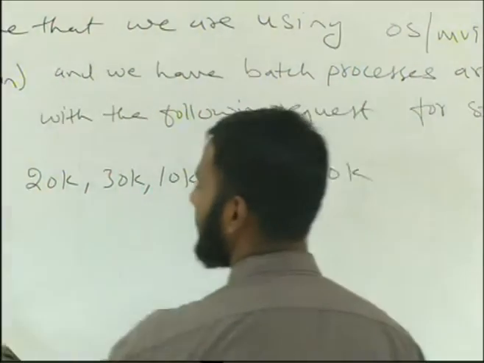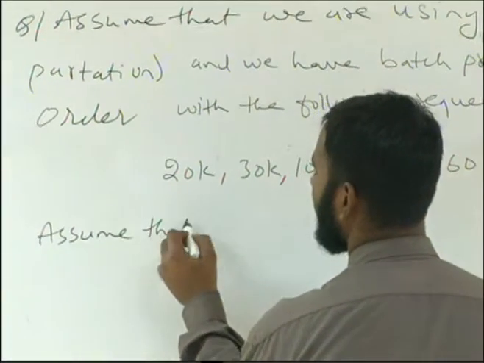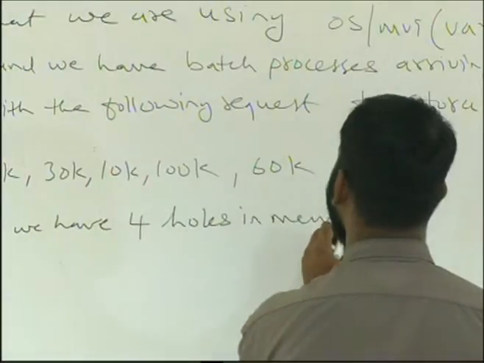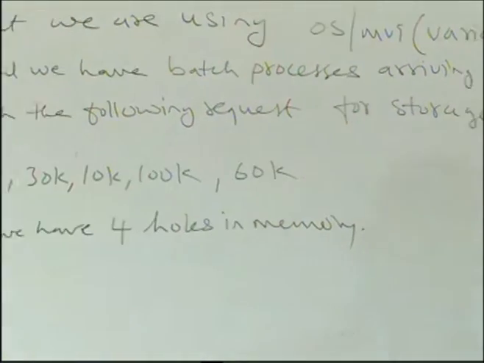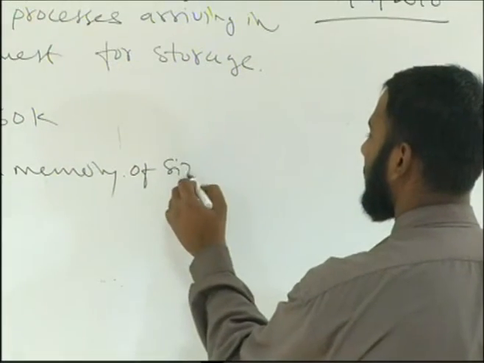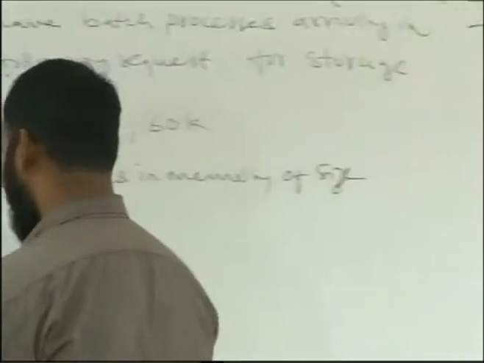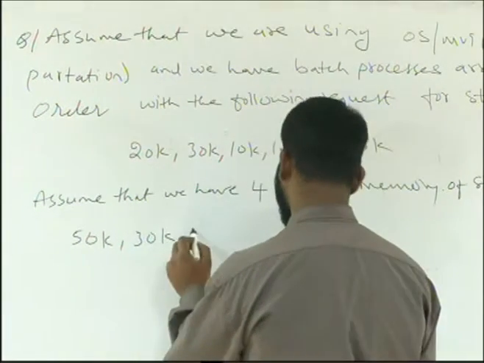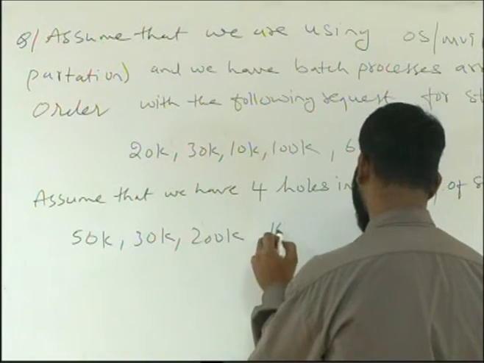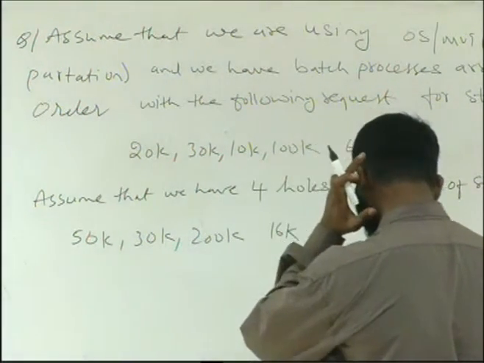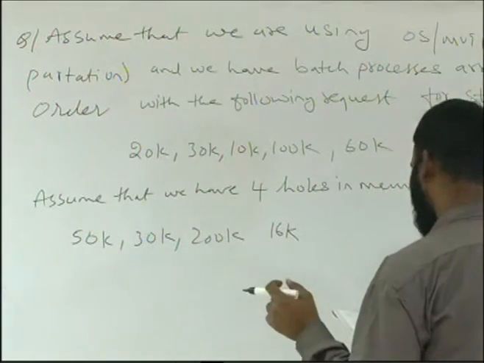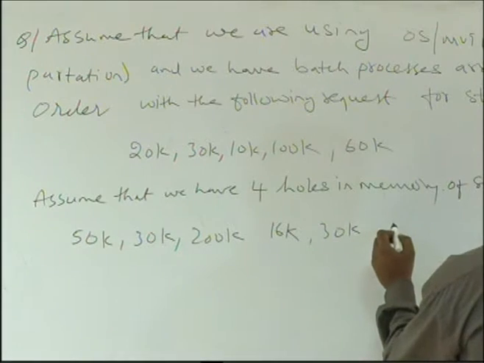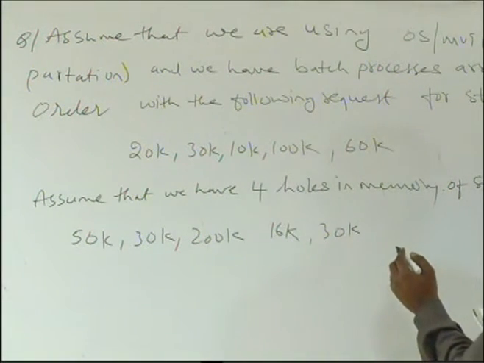Assume that we have 4 holes in memory, of sizes 50K, 30K, 200K, 16K, 30K. Where would each of the first fit and worst fit algorithms place the processes?